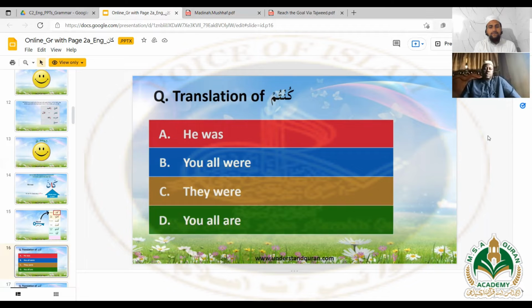Kuntum. You have to choose one. They were. Remember the action? Kuntum, they. This is the action for they. This action is not for they. You all were.